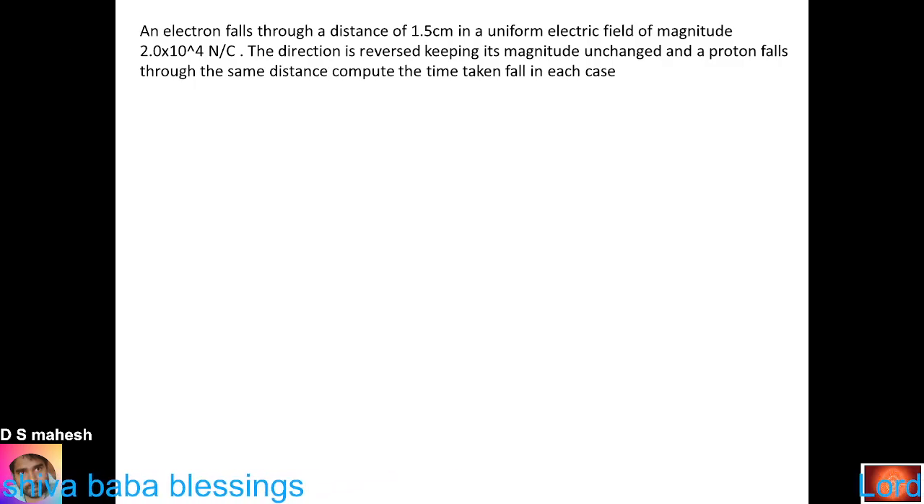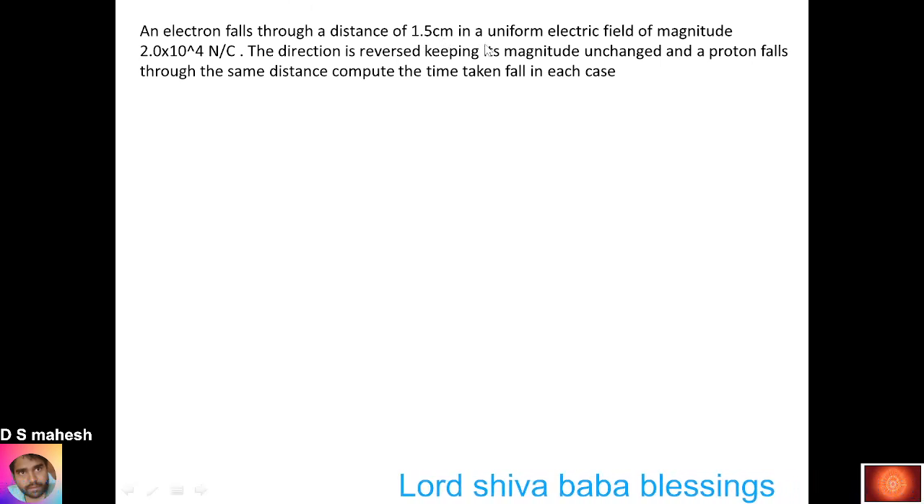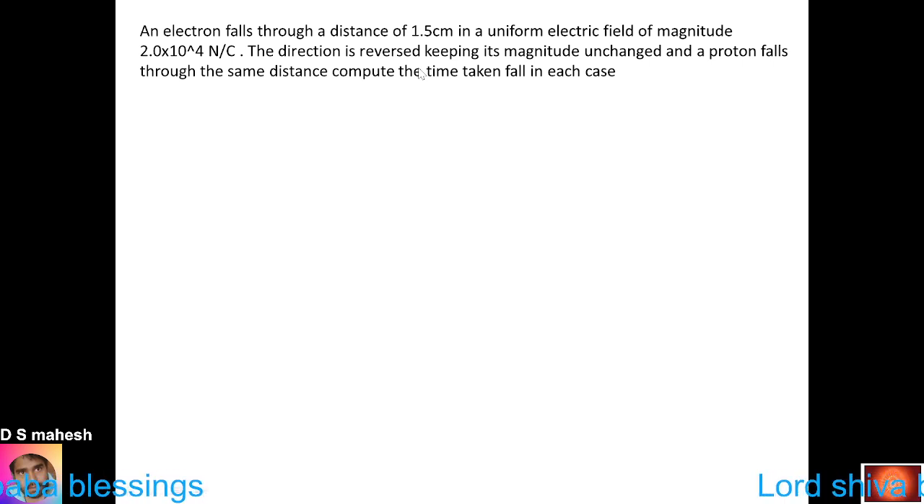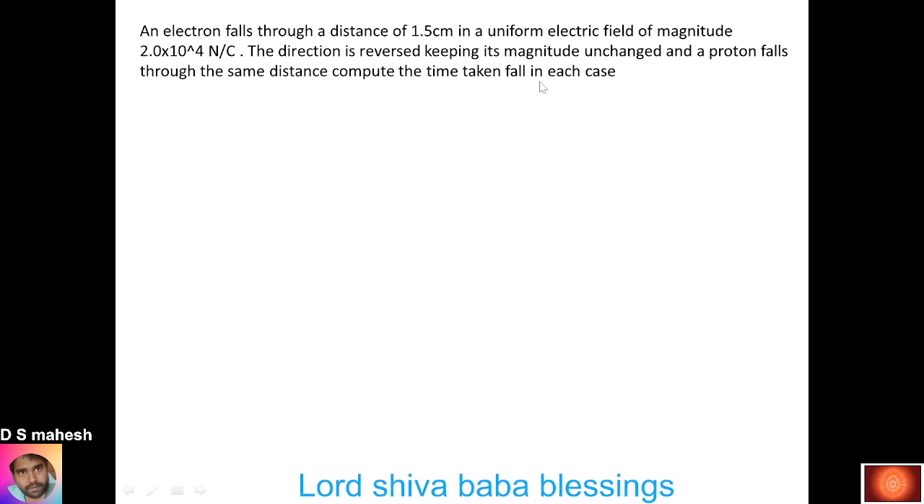So let us consider another example of electric field. Here an electron falls through a distance of 1.5 centimeter in a uniform electric field of magnitude 2 into 10 to the power of 4 Newton per Coulomb or volt per meter. The direction is reversed, keeping its magnitude unchanged, and a proton falls through the same distance. Then we need to compute the time taken for fall in each case.